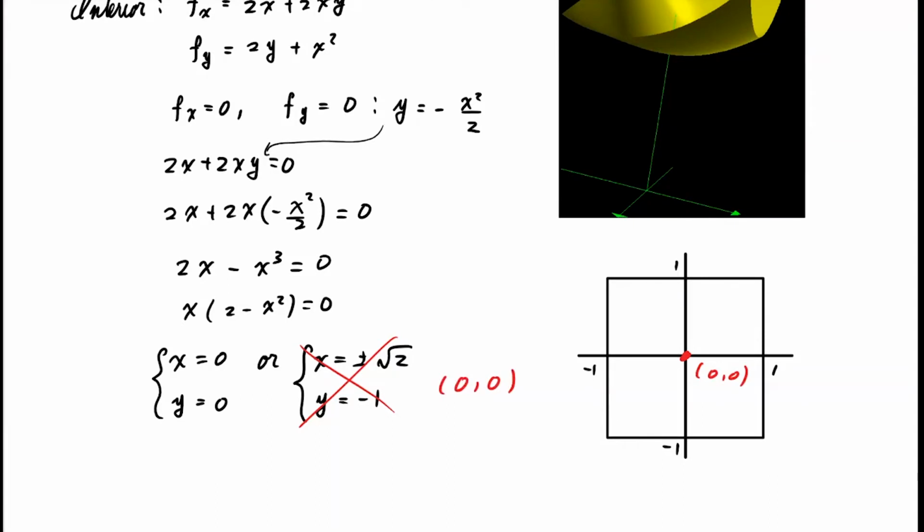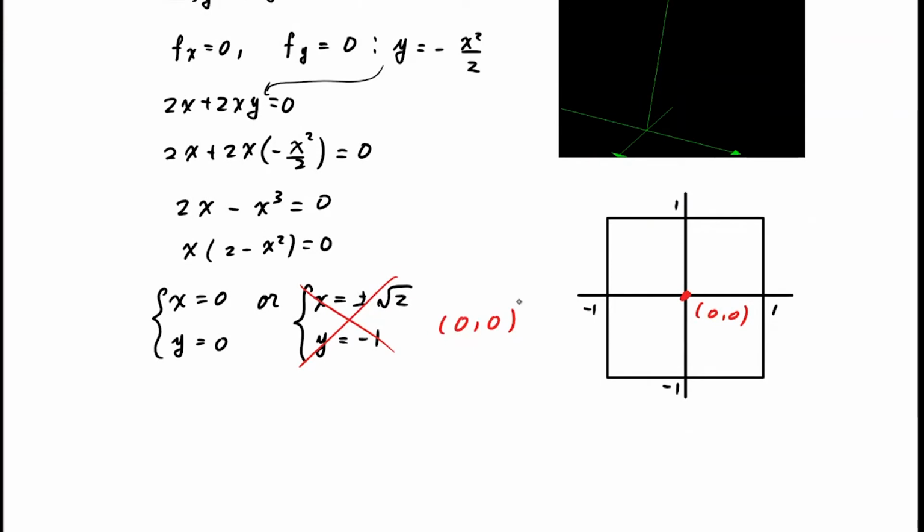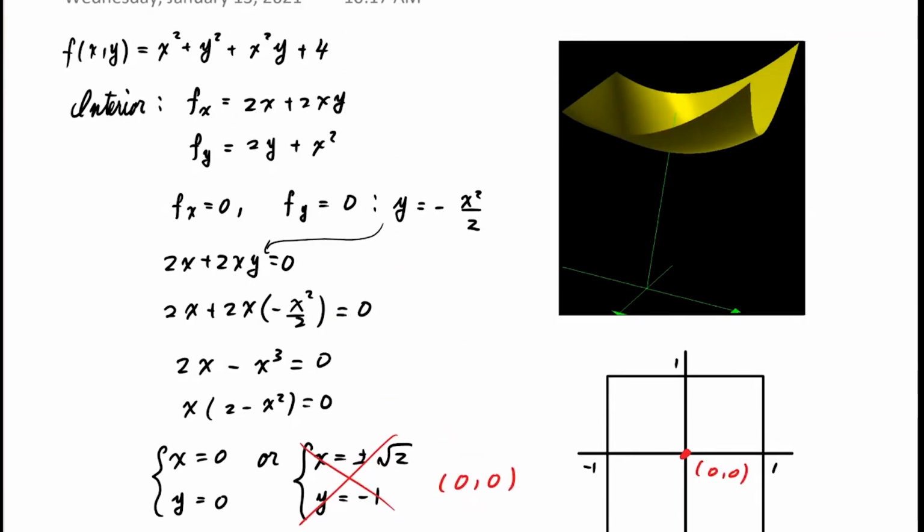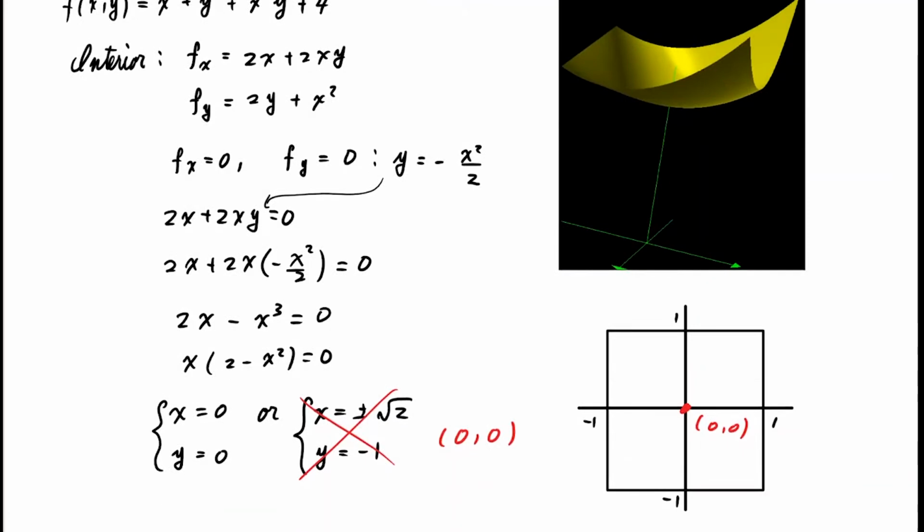Okay, now we're going to compare this value. So this is one of the candidates. And since we are pretending we cannot see this picture, we don't know whether that's a max or min or saddle point. We don't know. The only thing we know is it's flat. So it's a critical point. Okay, let's look at the boundary then.